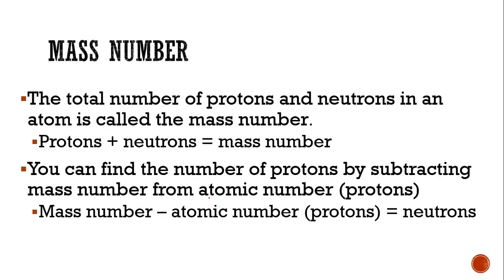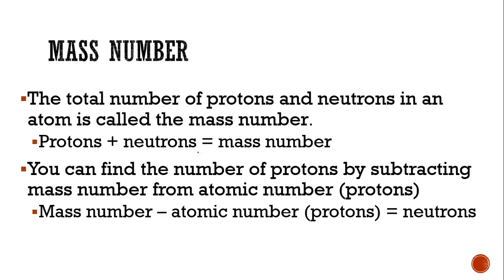The other type of number we have to understand is mass number. Mass number is actually the total number of protons and neutrons in an atom, because remember, protons and neutrons provide most of the mass in an atom. Electrons are itty bitty tiny. So we call this mass number because it takes the 2 big things that have the most mass.